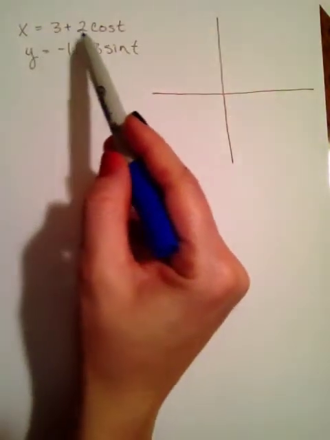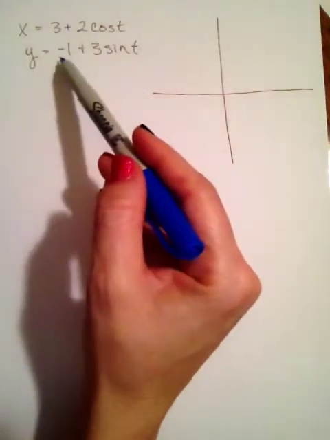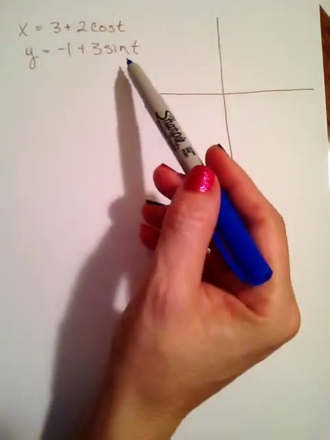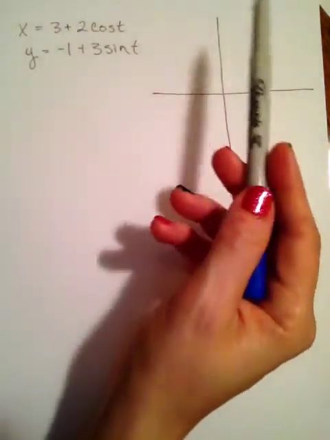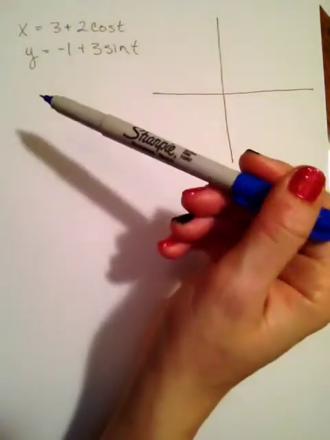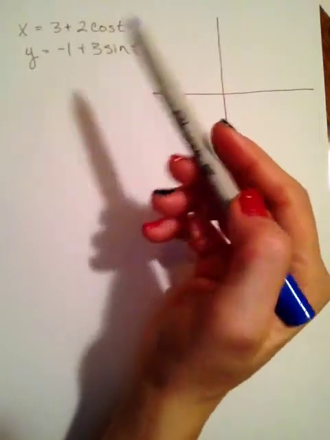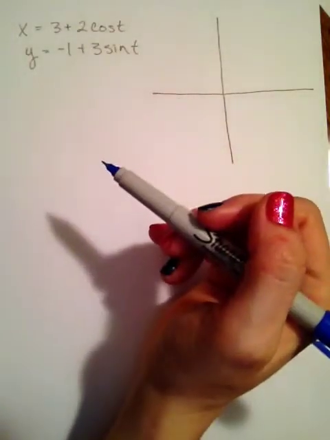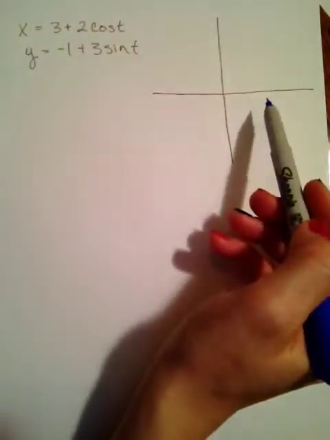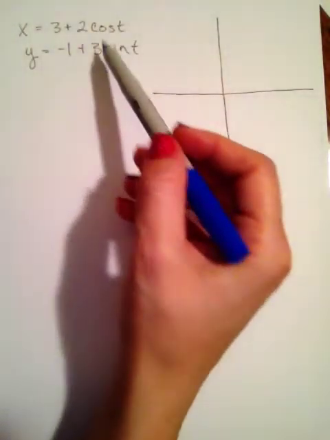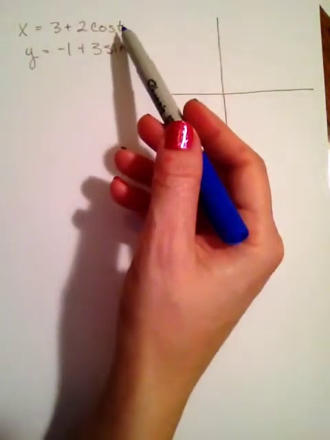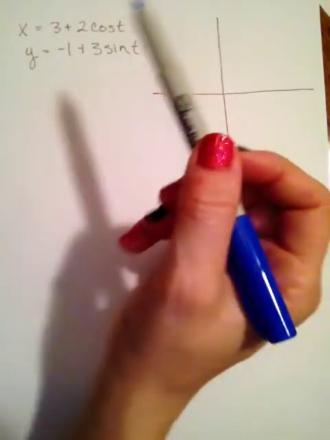So for these parametric equations, we have x equals 3 plus 2 cosine t and y equals negative 1 plus 3 sine t. I'm actually going to work this problem in reverse of the others. For the other two problems we did, I made an x, y, t chart. We drew the graph, and then what we did was actually eliminate the parameter. And I'm going to eliminate the parameter first because frankly it's easier that way.